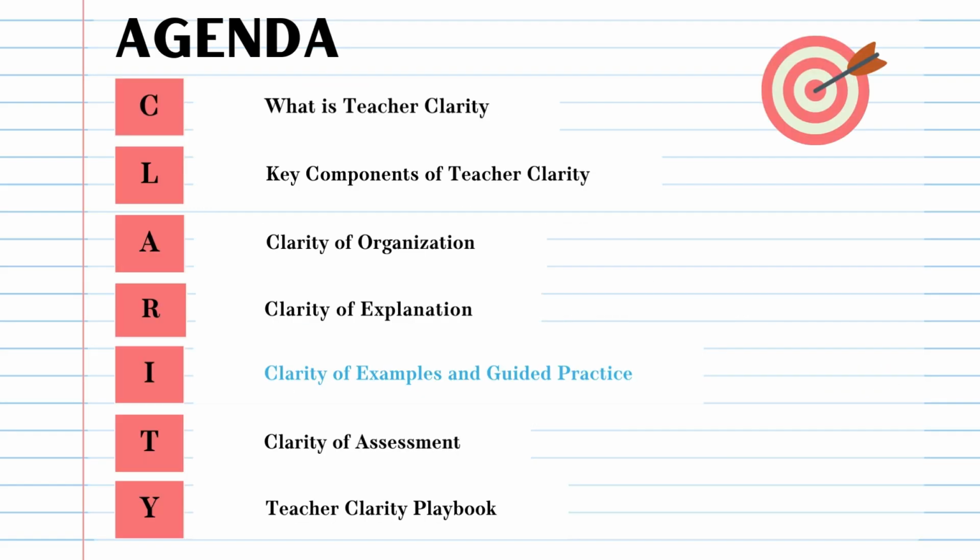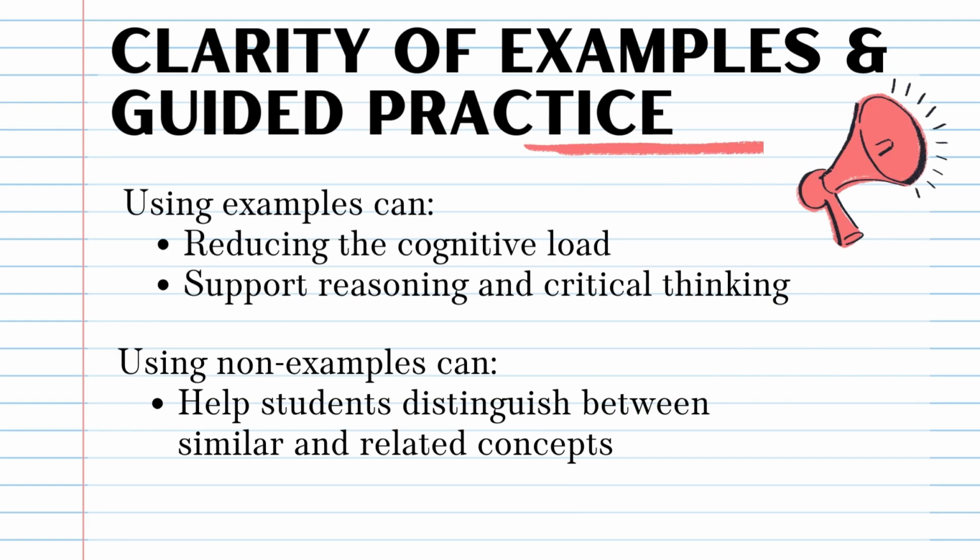The next component we're going to talk about is clarity of examples and guided practice. When we talk about clarity of examples and guided practice, we're talking about what students do with the information that they are learning. This is what students will usually do when they are processing the information. There are various instructional strategies and techniques that can be used during this particular portion of your class. But what I want to pull your attention to is how we use examples and how we use guided practice.